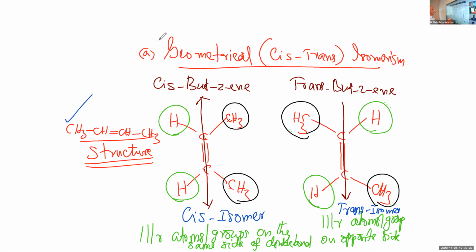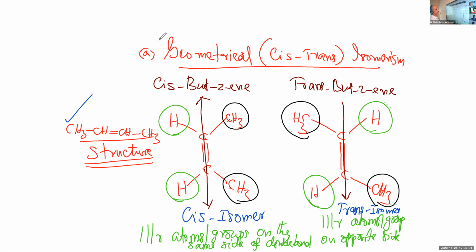You need not fear anything, I agree, but the details we'll study in the coming chapters. How to name the alkenes, we'll study that. Okay. So that's about geometrical isomerism. And what is left in isomerism? What is left is only optical isomerism.